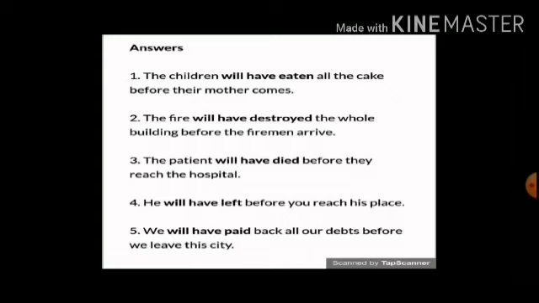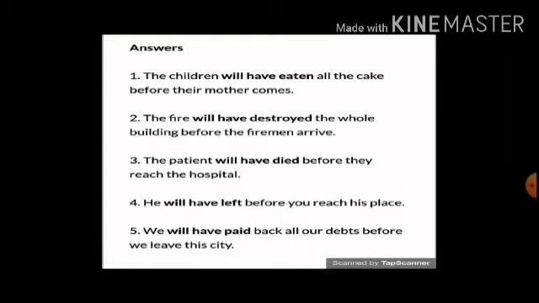Yes. Now, shall we try this yes or no type of question? Yes. Will the children have eaten all the cake before their mother comes? Will the fire have destroyed the whole building before the firemen arrive? Will the patient have died before they reach the hospital? Will he have left before you reach his place? Will we have paid back all our debts before we leave this city? Yes, very good.